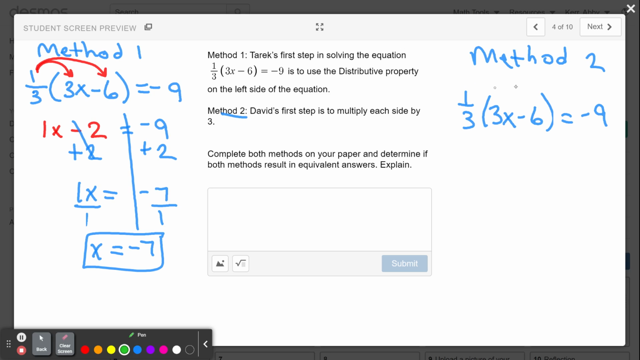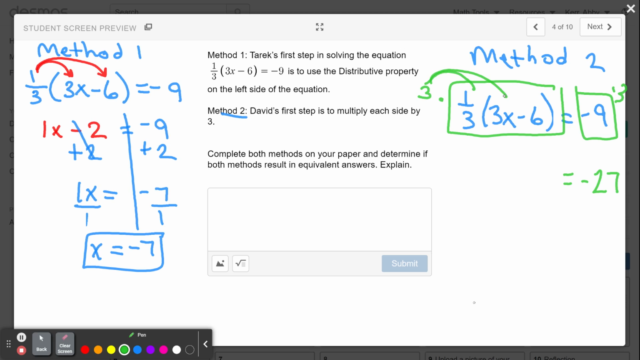And if you multiply this whole side by 3 and multiply this side by 3, you're going to get negative 27 on the right-hand side. Now, the problem that I've been seeing with students is they want to double multiply. They want to distribute twice. You only have to multiply the side once.